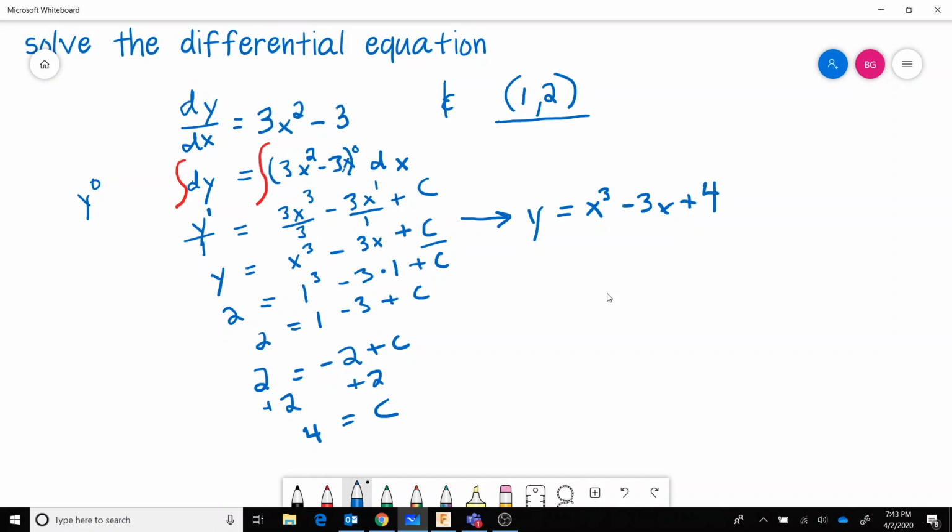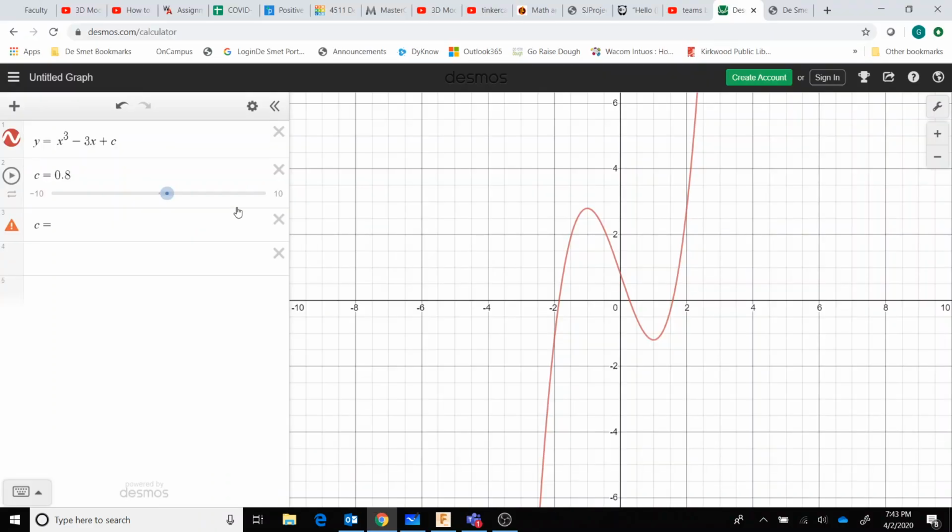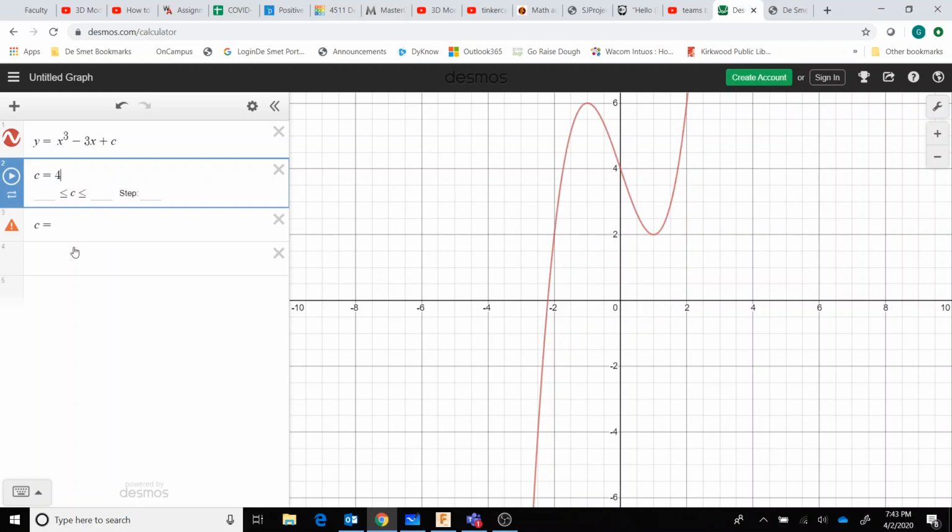So let's go over and see if that works. Let's go back over to Desmos. If I make C 4, do I actually go through the point (1, 2)?